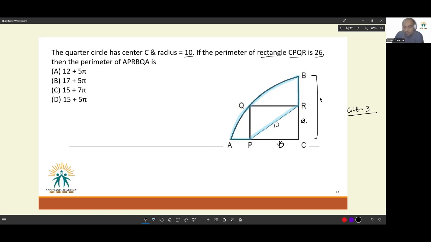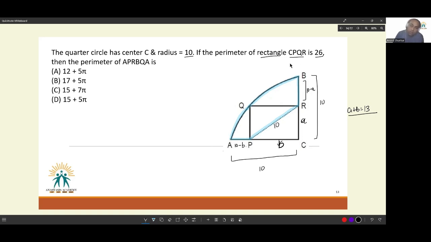Can I say this full length CB is equal to 10? It is the radius. So BR should be 10 minus A. Similarly, AC should be 10. So AP will be, how can I reach it? This will be 10 minus A, and this will be 10 minus B.